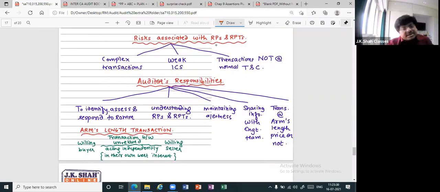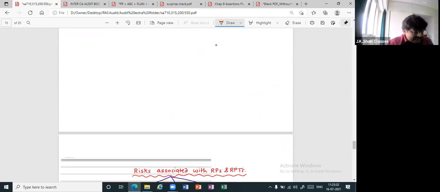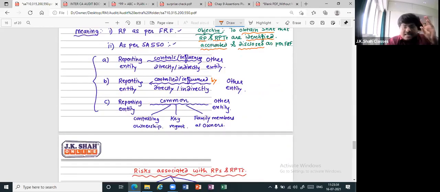After knowing related parties, what are the risks associated with related parties? Very simple. Always remember one thing. When there is a related party, manipulation is possible. Repeating, whenever there is a related party, manipulation is possible. Why? Because you may not enter into the same terms and conditions which you otherwise would have entered into with a normal person.